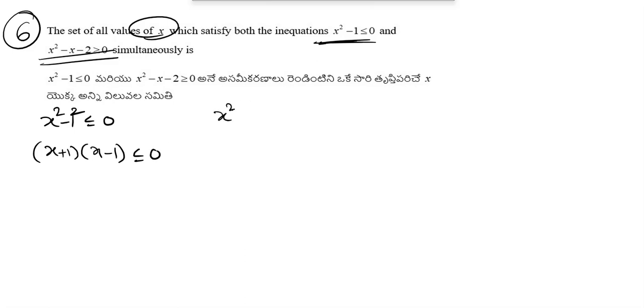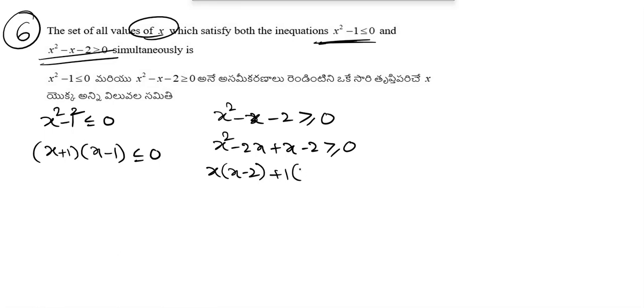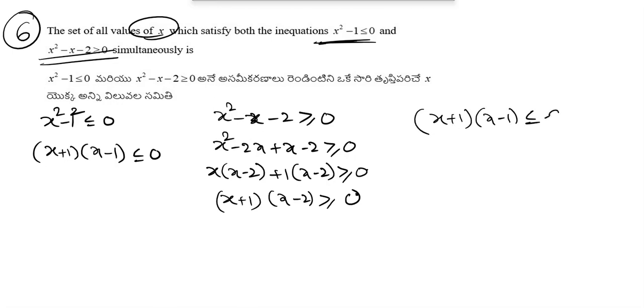And the second equation is x square minus x minus 2 greater than or equal to 0. This is x square minus 2x plus x minus 2 greater than or equal to 0. x into (x minus 2) plus 1 into (x minus 2) greater than or equal to 0. This is written as (x plus 1) into (x minus 2) greater than or equal to 0. Here the two given equations are (x plus 1) into (x minus 1) less than or equal to 0, (x plus 1) into (x minus 2) greater than or equal to 0.